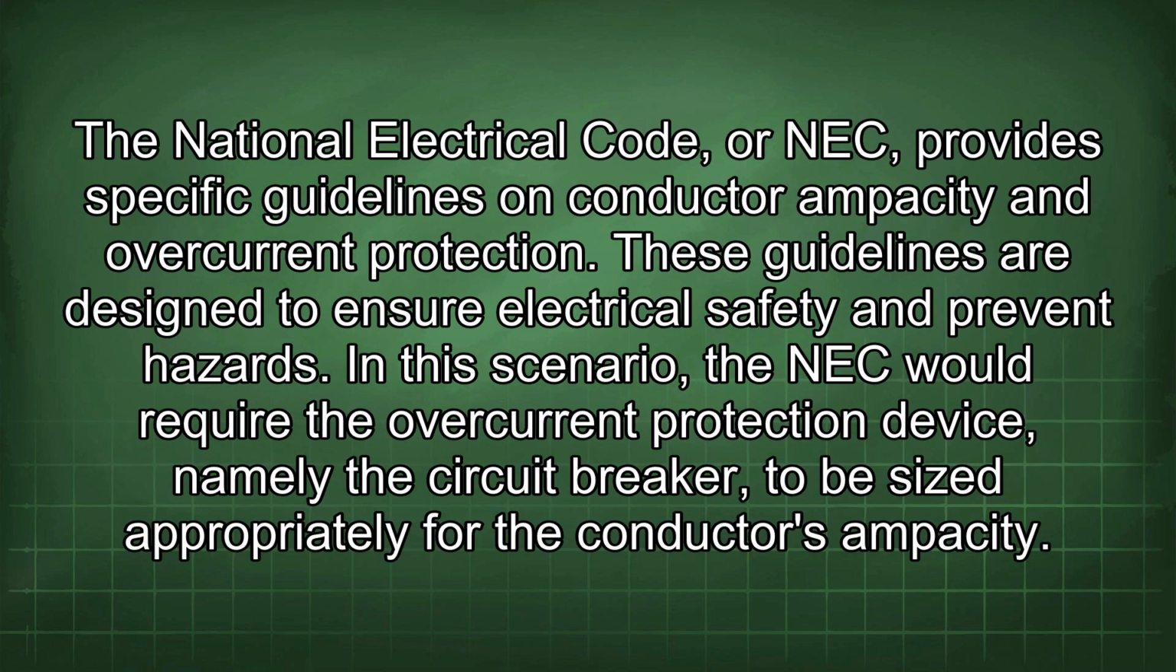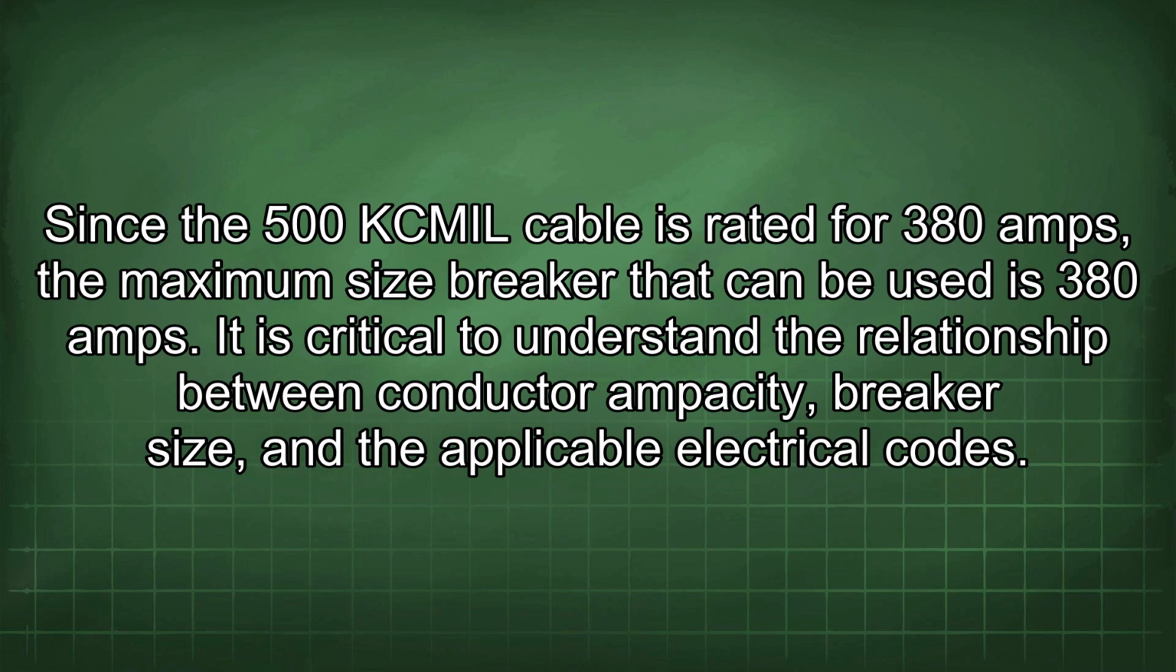The National Electrical Code, or NEC, provides specific guidelines on conductor ampacity and overcurrent protection. These guidelines are designed to ensure electrical safety and prevent hazards. In this scenario, the NEC would require the overcurrent protection device, namely the circuit breaker, to be sized appropriately for the conductor's ampacity. Since the 500 kCmil cable is rated for 380 amps, the maximum size breaker that can be used is 380 amps.